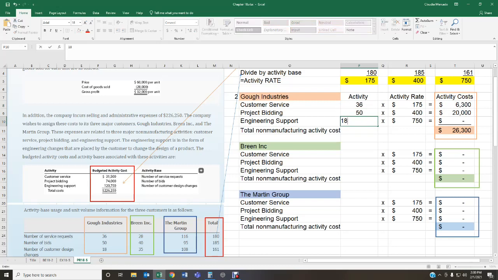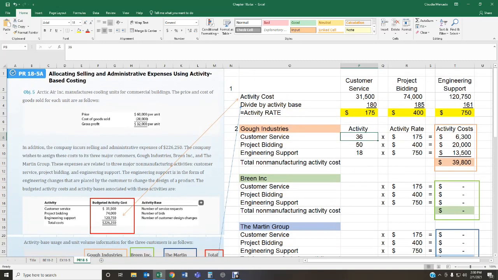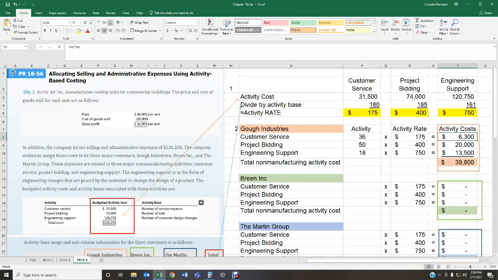So what I did here is I'm multiplying the activity times the activity rate. I had 36 customer service requests at the rate of 175. That's going to give me a cost of $6,300. I had 50 project bids at 400. That's going to give me $20,000. And I had 18 engineering support at 750. That's $13,500. So my total non-manufacturing activity cost for Go is $39,800. We're going to do the same thing for the next 2 customers.